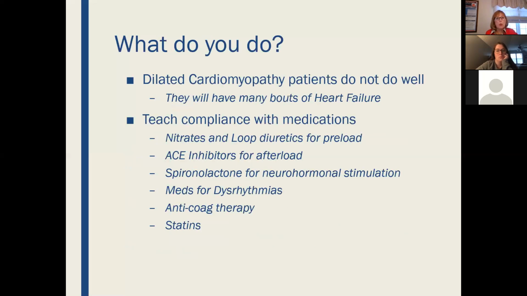All right, so what do we do? Well, these patients don't do well. Cardiomyopathic patients in general don't do well. They have bouts and bouts and bouts of heart failure. They will have all kinds of arrhythmias. So you teach compliance with the medications. They have to stay within the rigor of activity that is allowed and what isn't. They have to adhere to a diet. They're not happy. They know they have a bad heart disease. It's very hard for them.